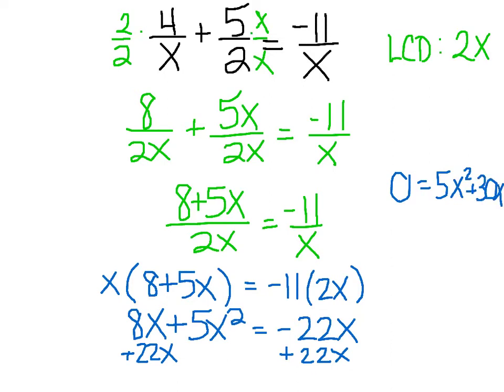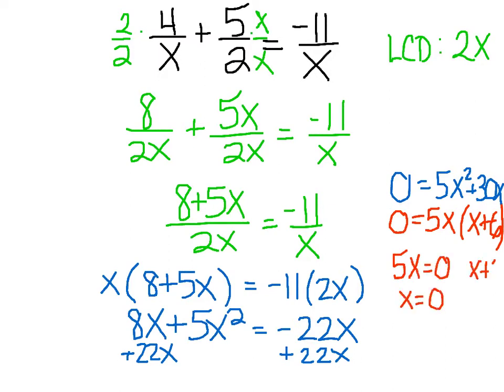And then we factor and set each factor equal to 0 using the zero product property. So 0 equals, take out a common GCF of 5x, and we're left with x plus 6. So 5x is going to equal 0, so x equals 0, and x plus 6, oops, sorry that I've run out of space, is going to equal 0, so x equals negative 6. But we have to check our solutions.